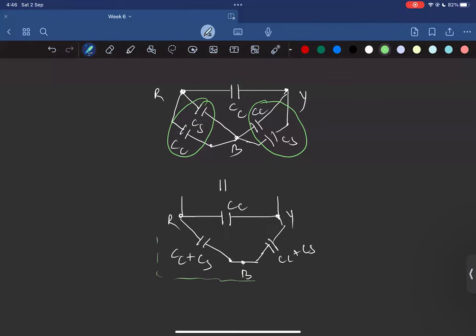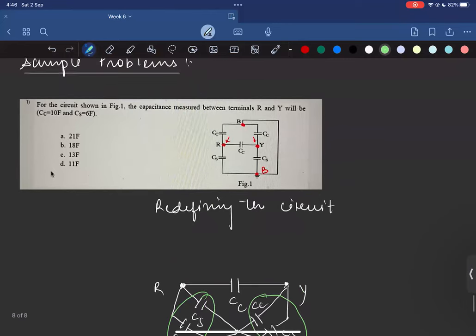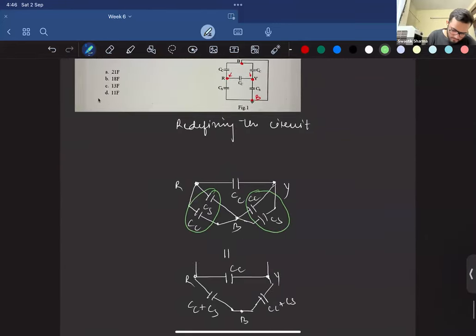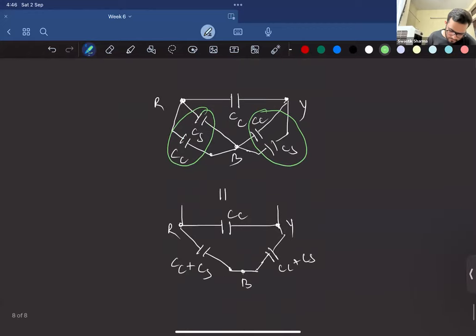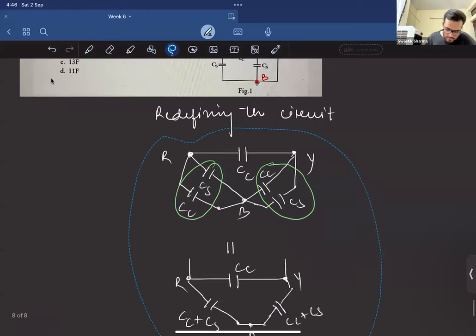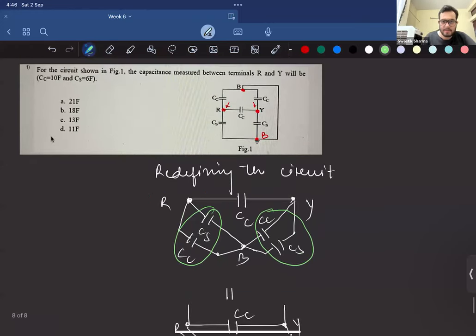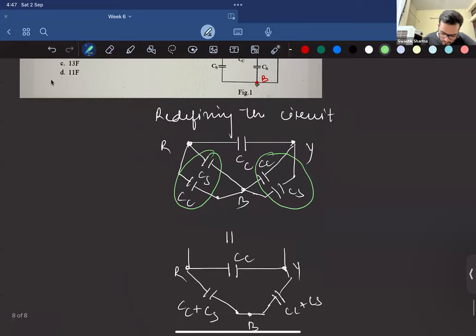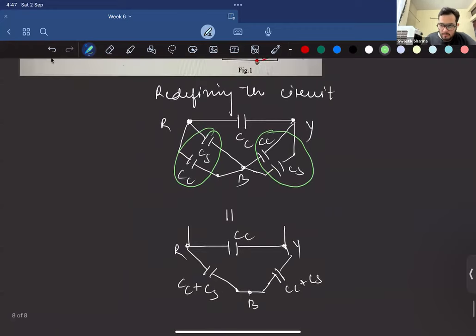Sir, I couldn't redraw them. You did it, and then I'm finding the series and parallel combination. Okay, so this was the circuit, right? D was shorted here with the ground and between the capacitance between Y and CS, right? So we are just redrawing the circuit.